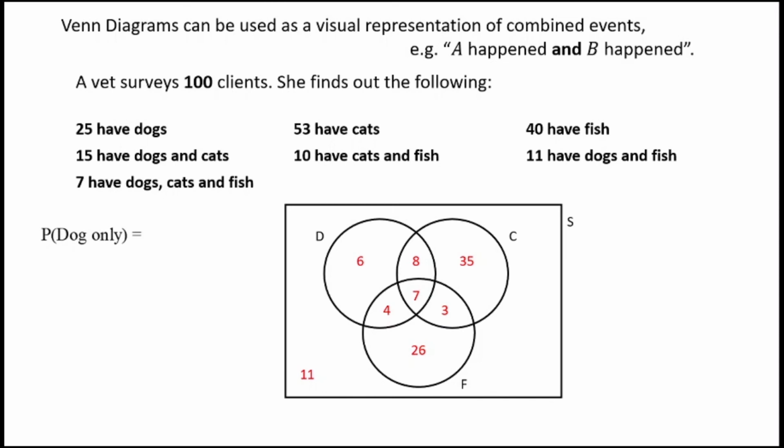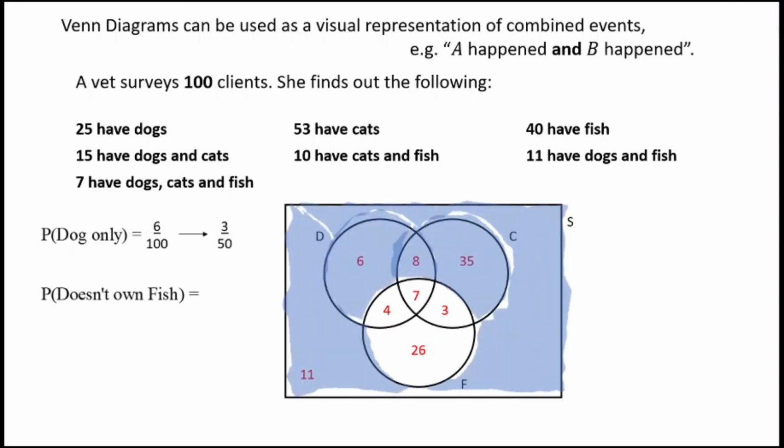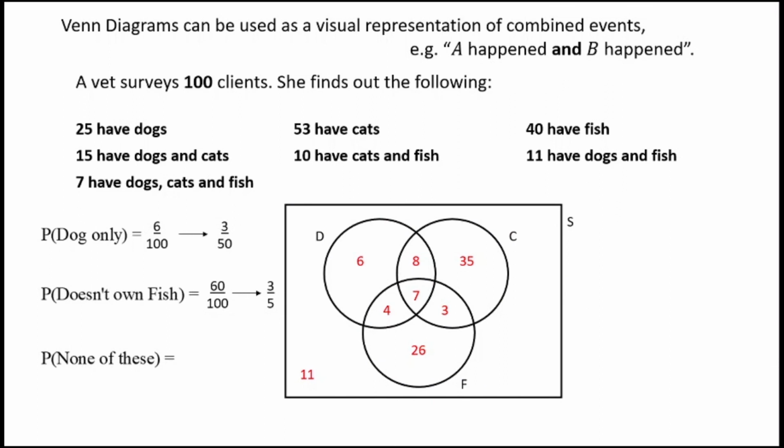Okay, so from here we should be able to find some probabilities. The probability that somebody owns a dog only is going to be this region, and there are only 6 people here. 6 out of 100 cancels down to 3 out of 50. Next, we're looking for the probability that someone chosen at random does not own fish. That's everything outside of the fish circle. That's the complement of F. And we can add those all up and we'll get 60 over 100 or 3 over 5.